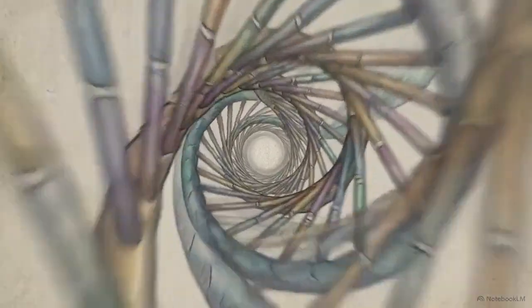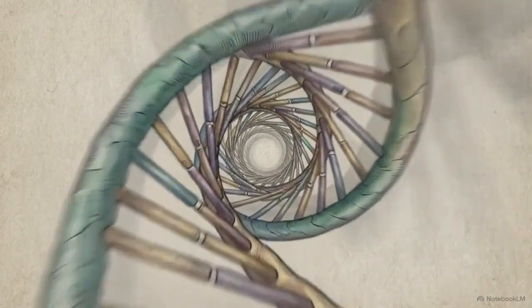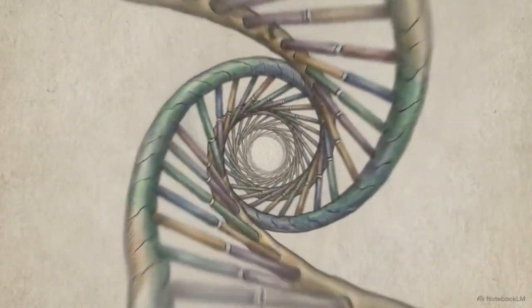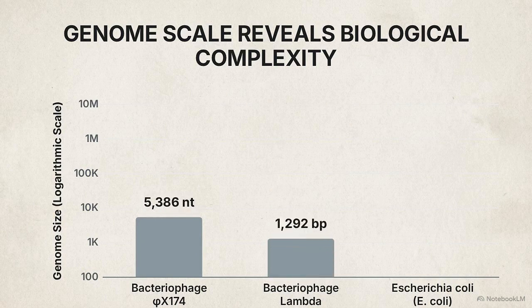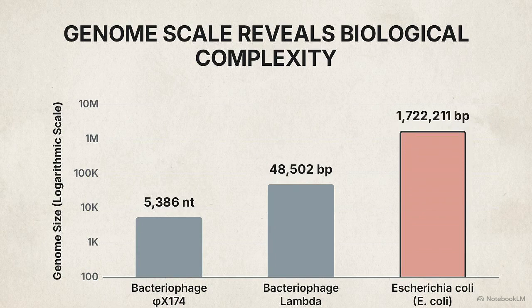Deep inside every living cell is a high-density microscopic archive storing the exact instructions required to build and maintain an organism. This chart compares the varying scales of biological data by plotting specific genome sizes. The bacteriophage Phi-X174 operates on 5,386 nucleotides, while bacteriophage lambda uses 48,502 base pairs. Moving up to bacteria, E. coli carries 4.6 million base pairs. In these systems, the specific quantity of base pairs serves as a distinct molecular characteristic of the organism.